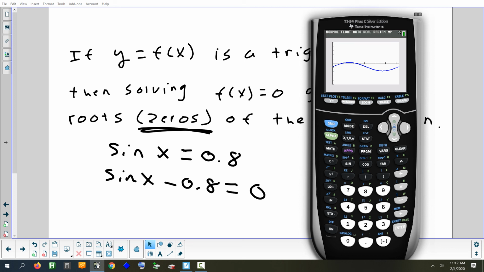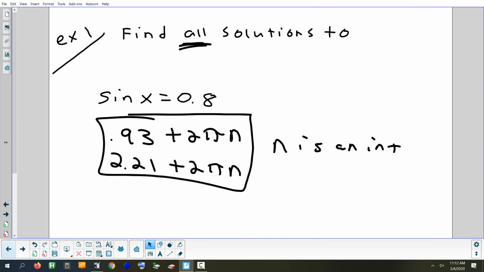You're looking for where it crosses the axis now because you set it equal to 0, and that's called finding the roots. It's exactly what we just did in the last problem, except now you press second calc and press 0. Okay. I'm just going to do one of them. You pick a point to the left, pick a point to the right, do your guess, and there's your 0, 2.21. It's exactly the same answer that we just got.